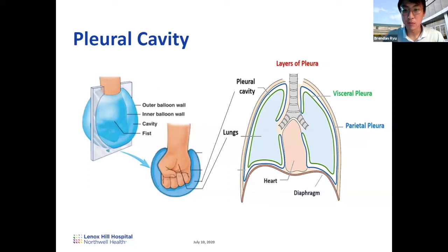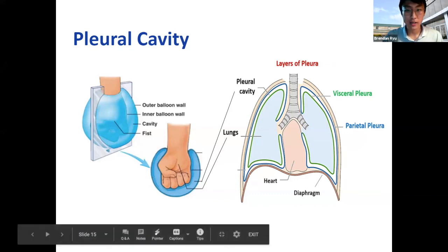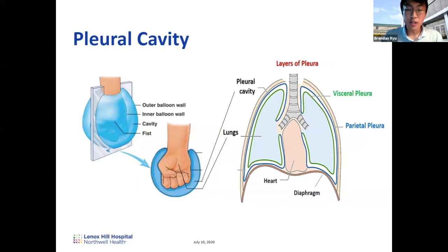The visceral one is going to be the one overlaying the actual lungs directly, and the parietal pleura is just right outside of that. And when we're talking about the pleural effusion, and when we say fluid is building up, it's building up between the visceral and the parietal pleura. That's a very important point. So I'm going to say this again. When there's an effusion in the lungs, so a pleural effusion, this is when, for some reason, there's fluid building up in between the visceral pleura and the parietal pleura.